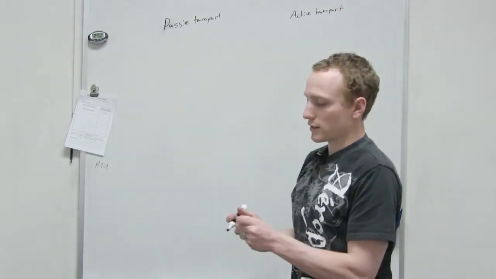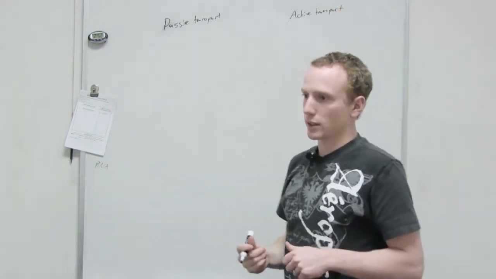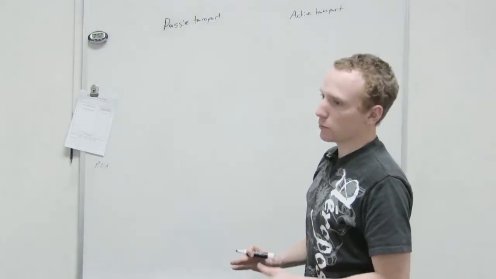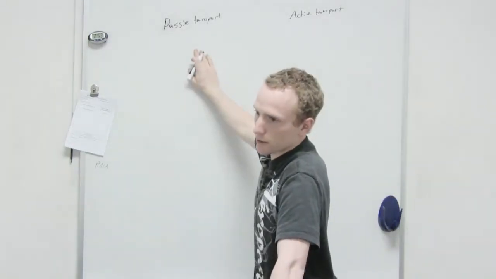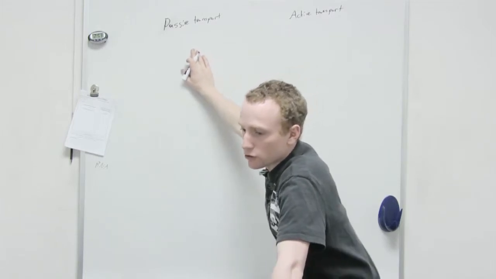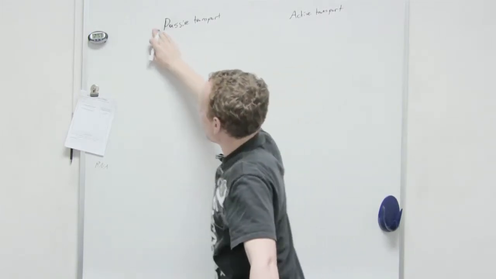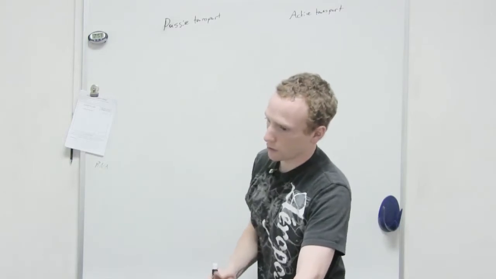Okay, the main difference is going to be ATP. If ATP is going to be used, then it's going to be active. If it's not being used, then it's passive. Okay? And so there's going to be two types of passive transport that we're going to talk about.